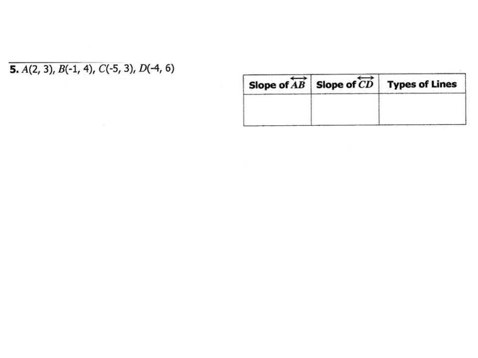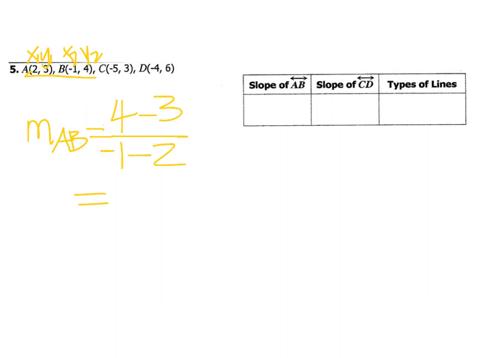All right, number 5. First we want to find A and B, so call it x1, y1, x2, y2. Our goal is to find the slope of AB. So the slope of AB is going to be y2 minus y1 over x2 minus x1. This gives us 1 over negative 3. So the slope of AB is negative 1/3.